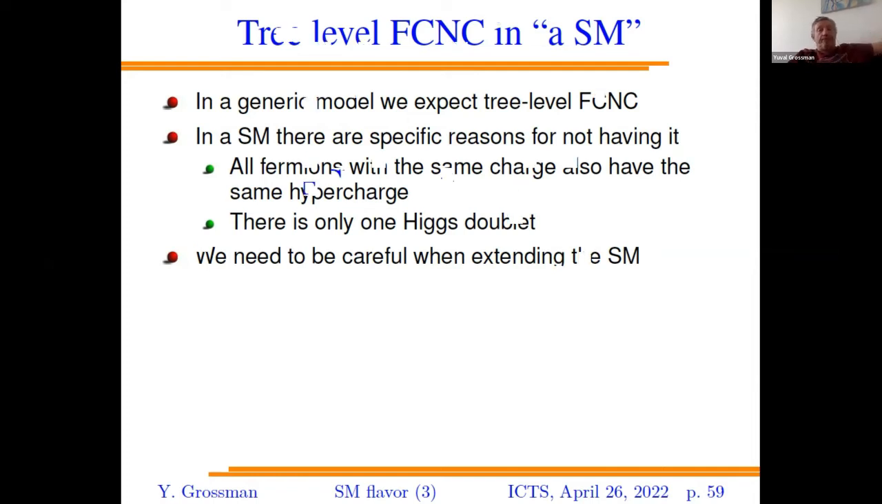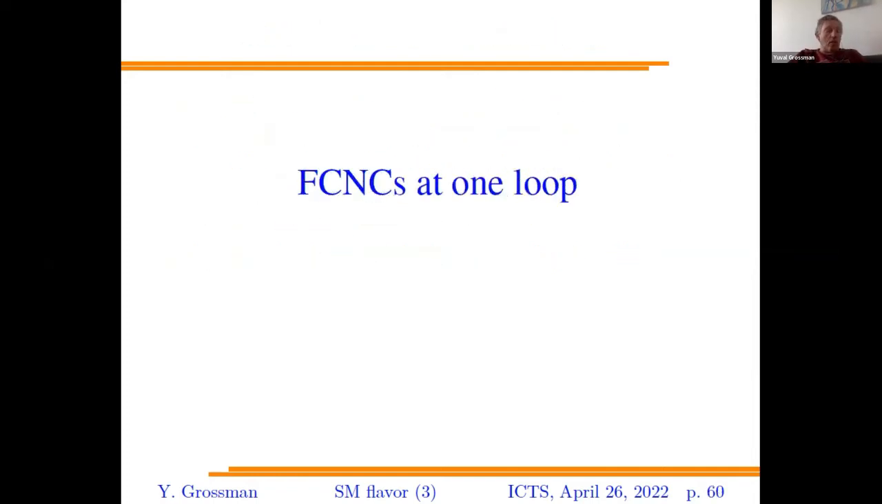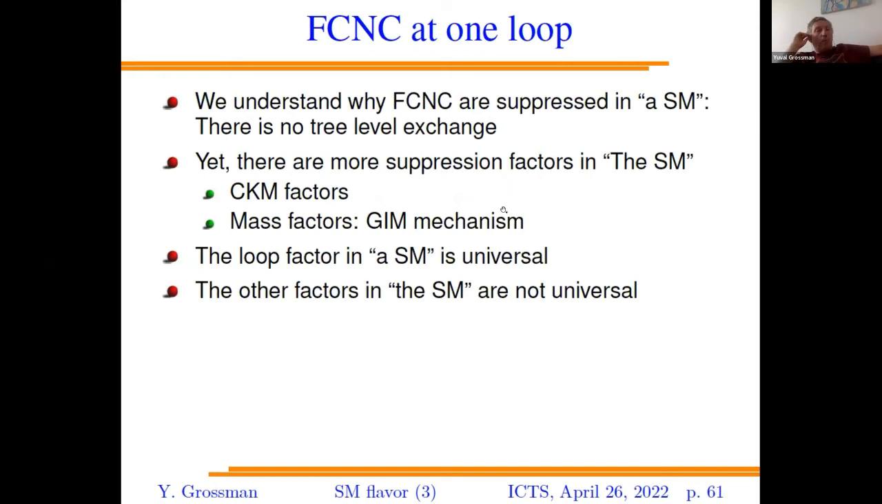Okay. So if we are okay with this, I want to move to flavor change in neutral current at one loop. And the point is the following. We understood why in general we have suppression of flavor change in neutral current, because there's no tree-level exchange. And this suppression is roughly given by a loop factor. That means the amplitude is suppressed by 1/16π². Yet we do have flavor change in neutral current at one loop.